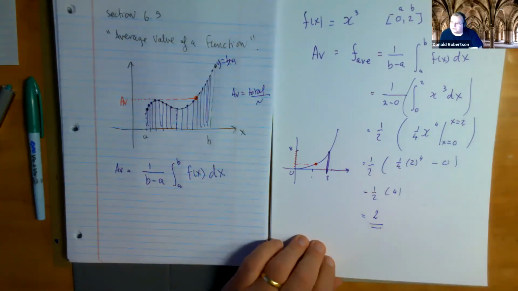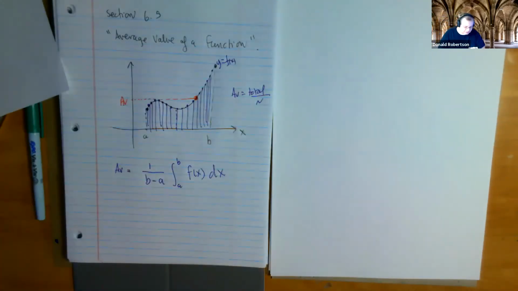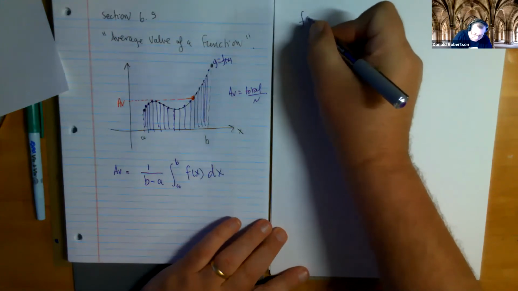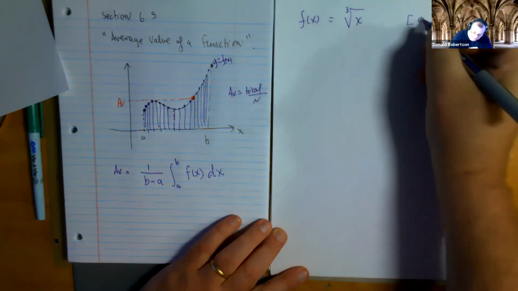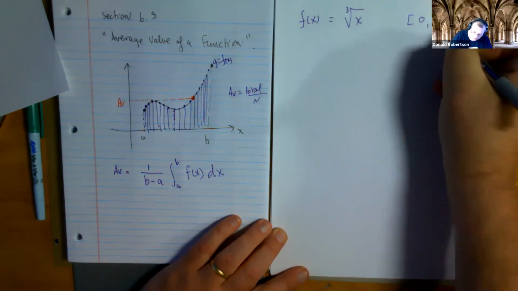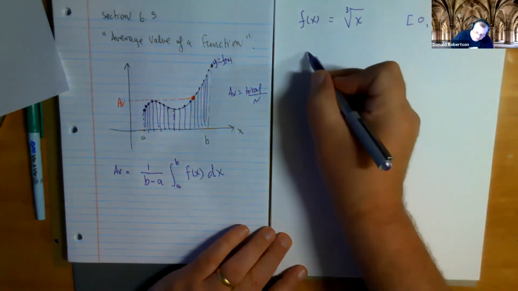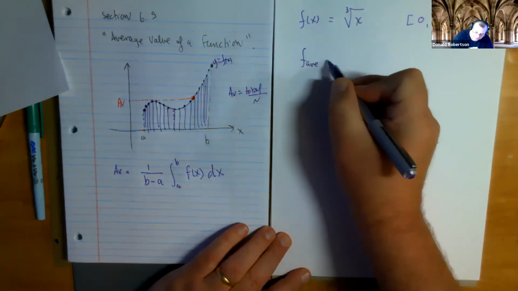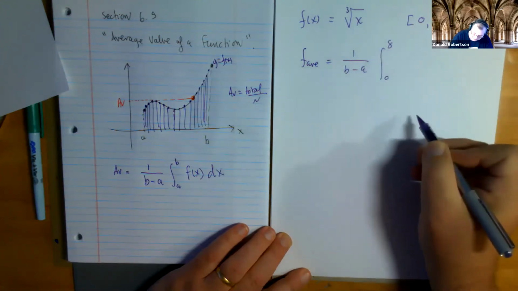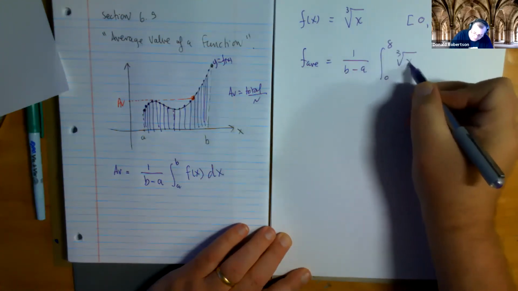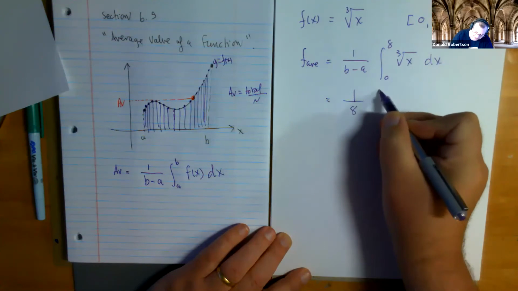Is that a nice, easy one to get your teeth into the process? Average value function. Right. Let's do the average value of a cube root of x. So the average value of the function is going to be 1 over b minus a, the integral from 0 to 8 of the function dx. Well, that's going to be 8 take away nothing, so I'm going to get an 8th.